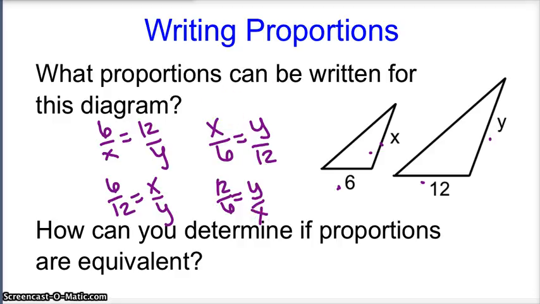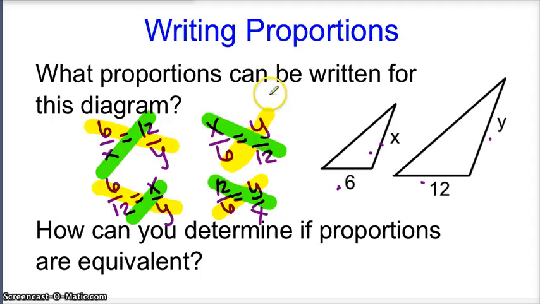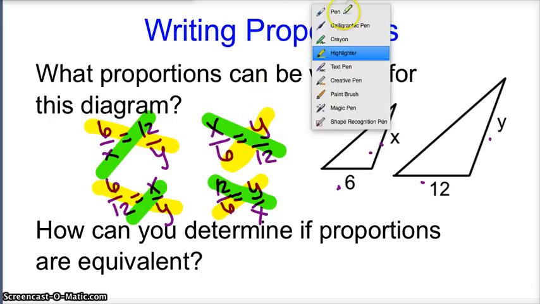How can you determine if fractions are equivalent? Look at the diagonals if proportions are equivalent. In every proportion I wrote, notice the diagonal, the 6 times the y, was on the diagonal. And look at the other. The 12 and the x were on the diagonal in every other way. So there are several different correct ways to set up a proportion. How can you tell if the proportions are equivalent? We look at the diagonals.